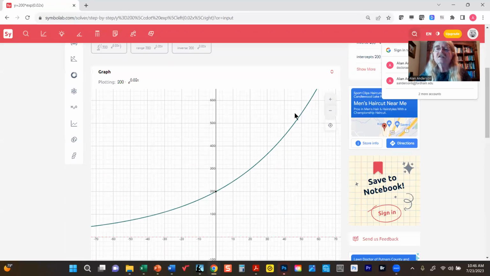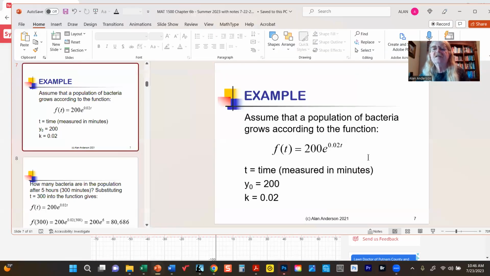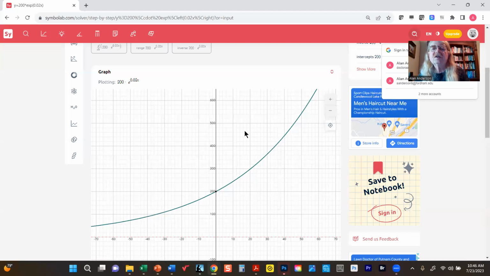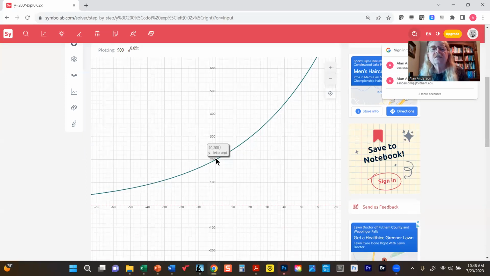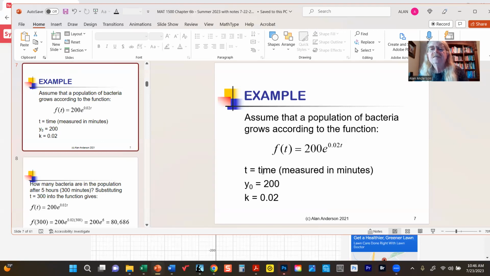Now, if you notice, the function itself is actually defined on the entire real number line, but for our purposes, we can only have positive values. t is time, so it can't be negative. And f of t is the amount of bacteria in the colony. That also can't be negative. So the only relevant part of this function is in the first quadrant, and you can see it starts at 200. That is our intercept. And after that, it grows quite rapidly. Okay, 2% per unit of time, basically. In this case, it's minutes. Okay, so that's what these numbers are telling me.